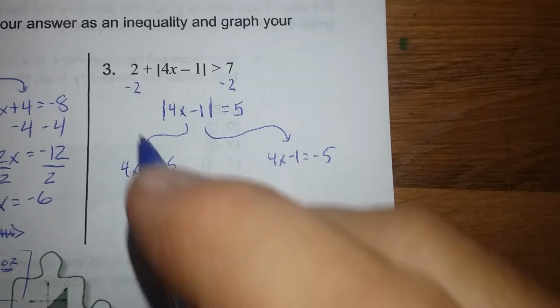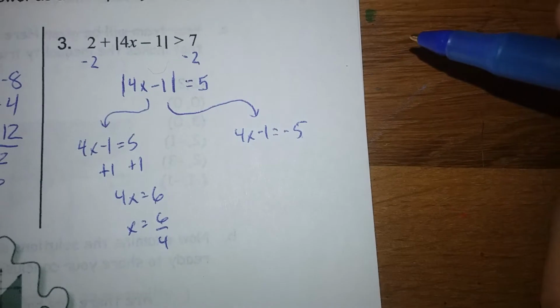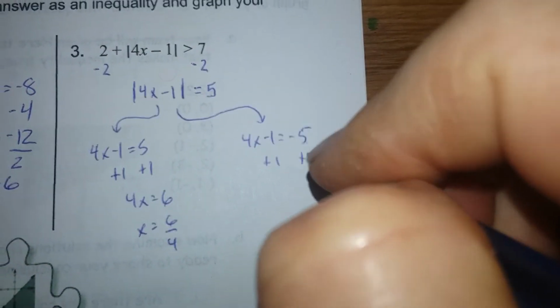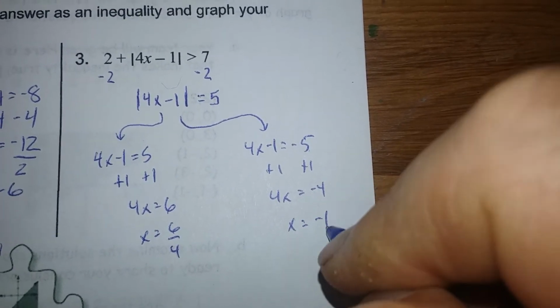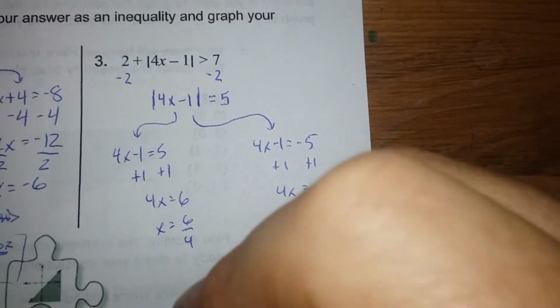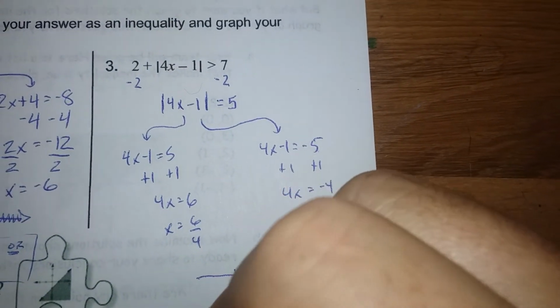So I will now solve for x, add 1 to both sides. 4x equals 6, x equals 6 over 4. Over here, I will add 1 to both sides. I get 4x equals negative 4, x equals negative 1. Then I'll put those numbers on a number line, negative 1.